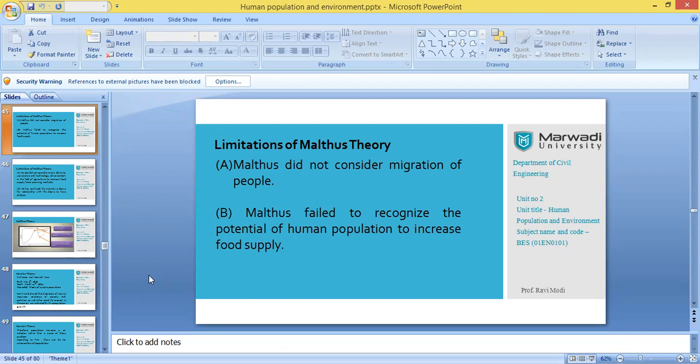So in the Malthusian theory, nowhere is the concept or the problem of migration taken care of.